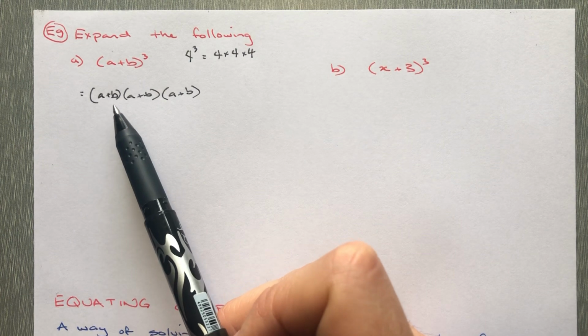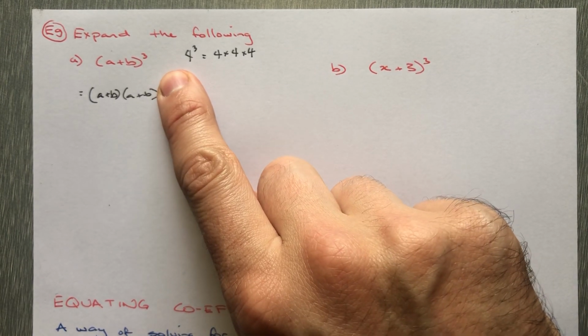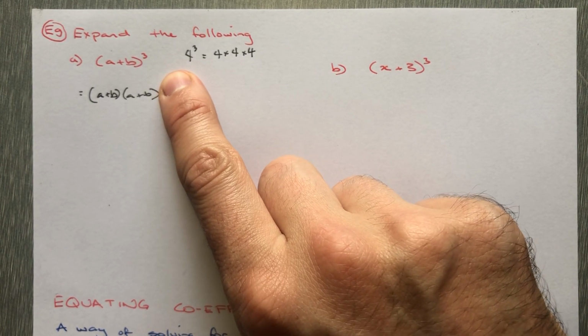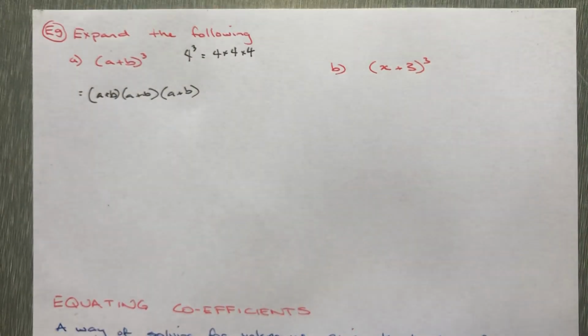You guys know how to do FOIL because you've done it for a few years now. What I'd suggest you do is just forget about this last term for the time being and just expand those two out. We can worry about that last term a little bit later. So that's what I'm going to do to start with.